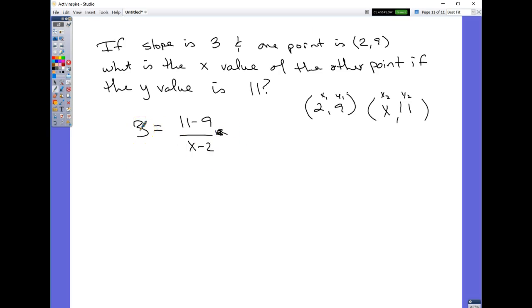Multiply the x minus 2 over here. I'm going to divide that 3 out. This becomes x minus 2 equals 2/3. Add the 2. X is 2 and 2/3. 2.6 repeating. 8/3. Take your pick. Probably 8/3. That's what they'll want.